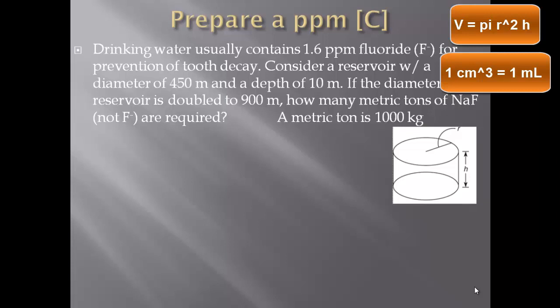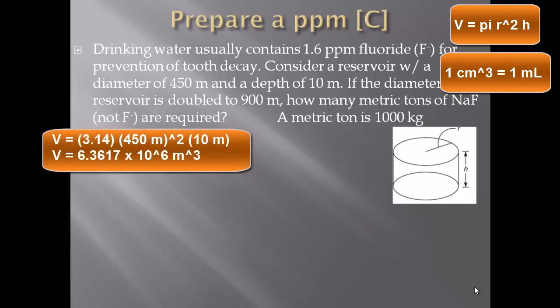They tell us that it's doubled, so the radius of that reservoir should be 450. You put pi times 450 meters squared times 10 meters. If you multiply all that out, it's 6.3617 times 10 to the 6 meters cubed. Great. So now all we have to do is convert this to metric tons of NaF.